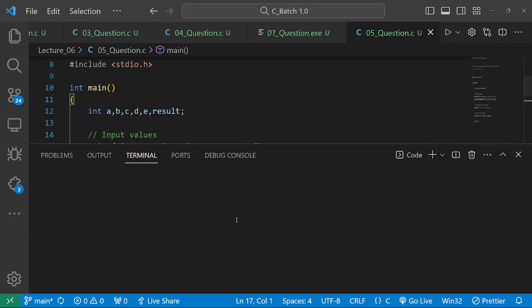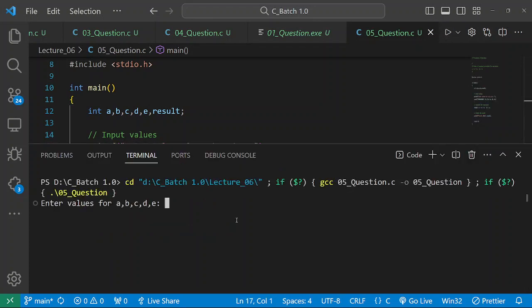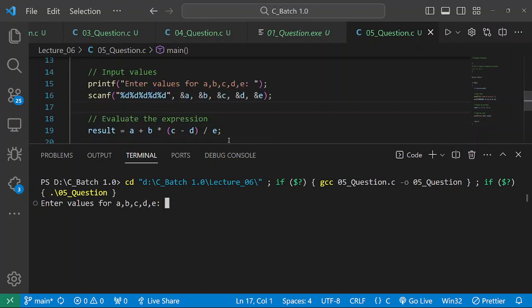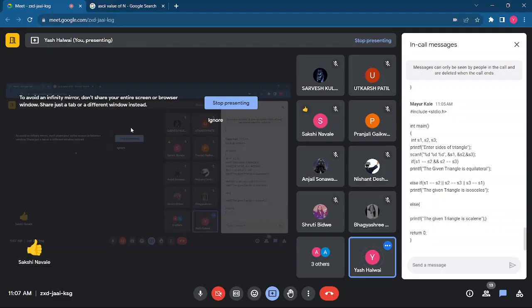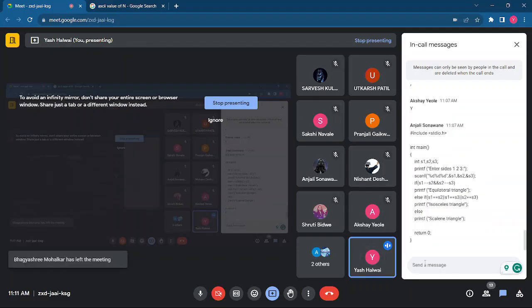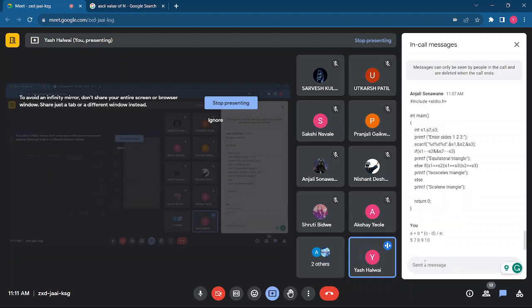Let me run it. Let me pass some values for it. Before passing the values, let me copy this and share it here in front of you. Here are some values: 5, 7, 8, 9, 10. Please provide me the answer. What will be the answer? Be fast.